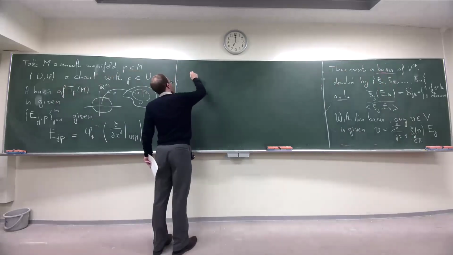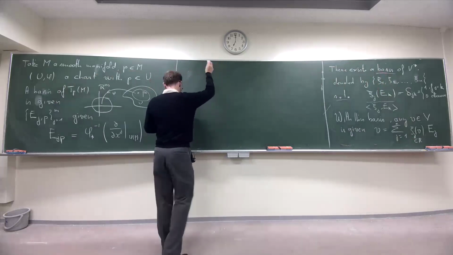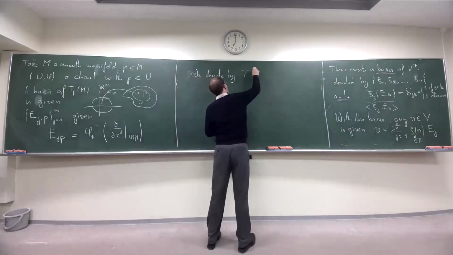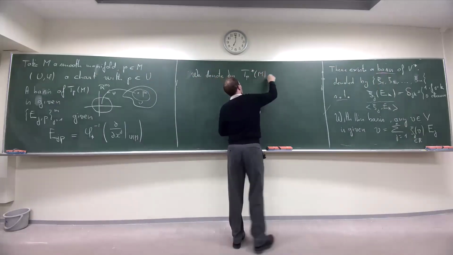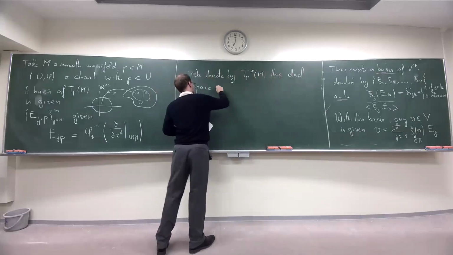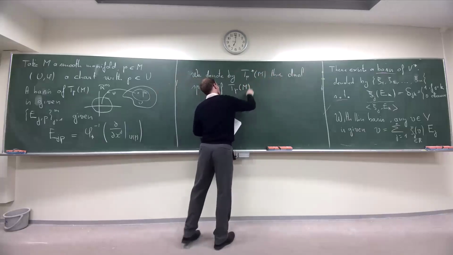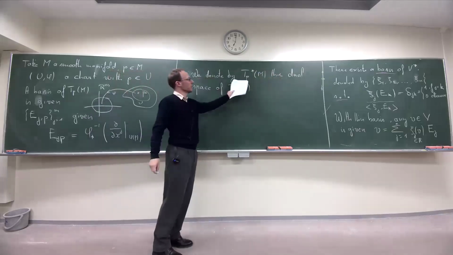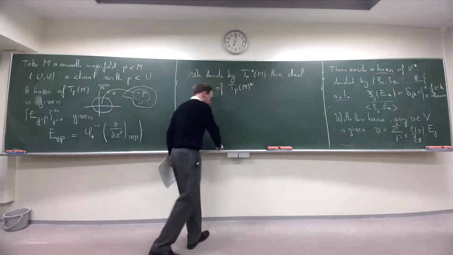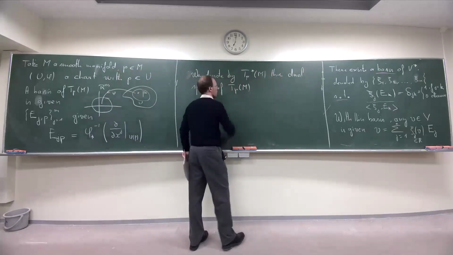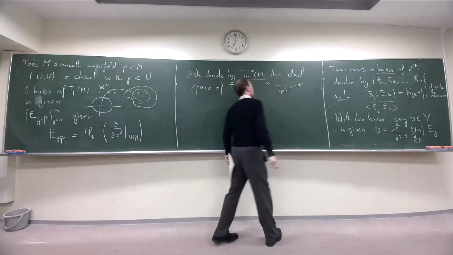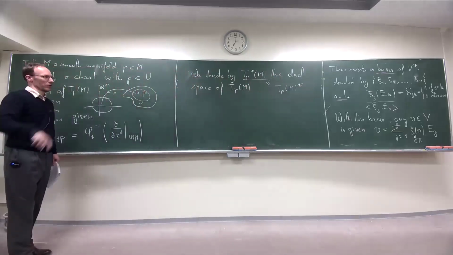So they exist. We denote by T star P of M the dual space of TPM. It's an m-dimensional space, so it has a dual which is also m-dimensional. And I just put the star here. It's a dual space. So I can write it like this, or I could write it like this, Tp of M star. But usually we take Tp star of M.